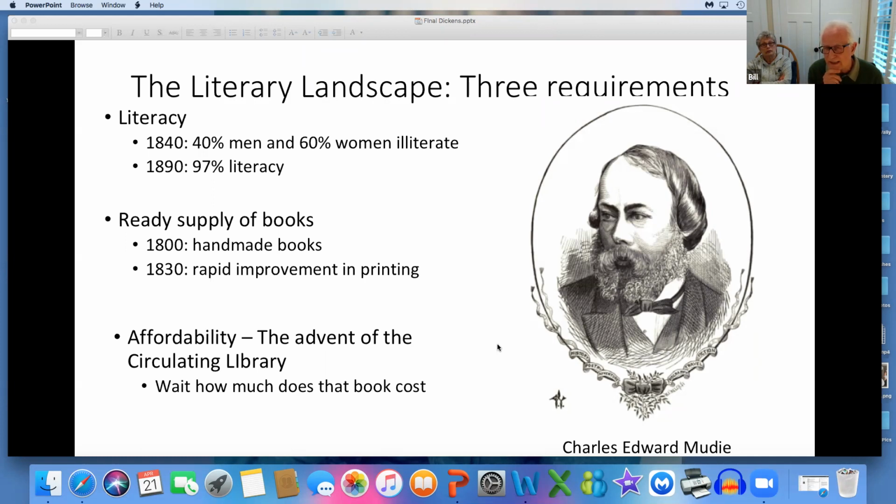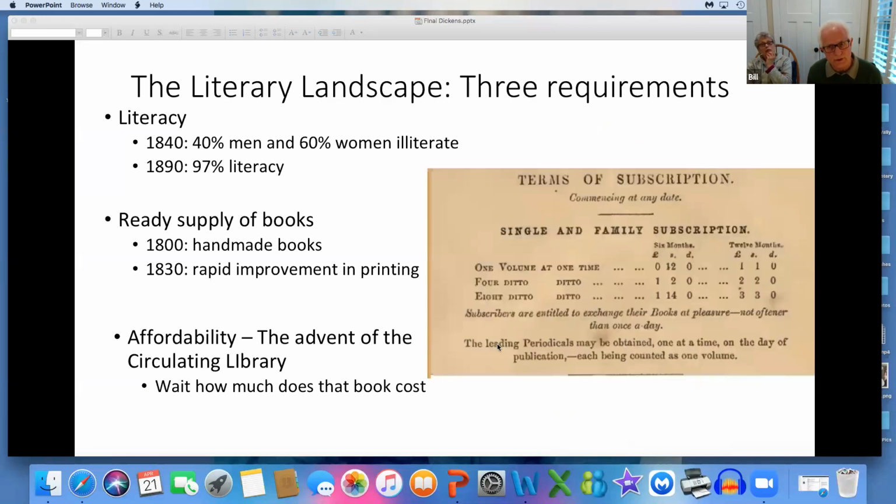For instance, in the United States in around 1850, Moby Dick came out. You could buy that book for $1.50 in the United States. In England, that book was called The Whale. It cost $215. So people went to the circulating library, and for 1 volume at a time, it would be 12 shillings. And if you wanted a 12-month subscription, £1, 1 shilling. So it was affordable for people, and that's the way they did it.